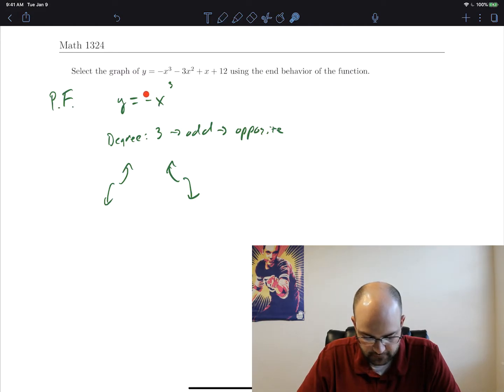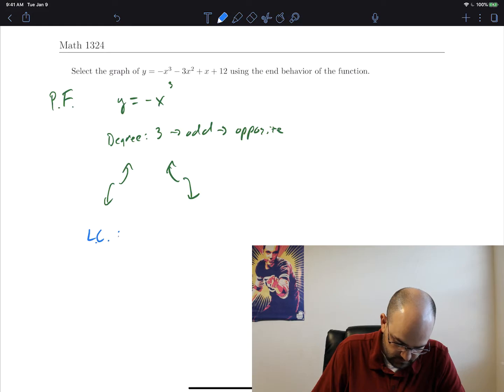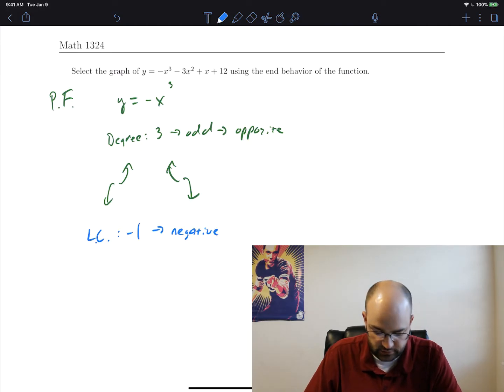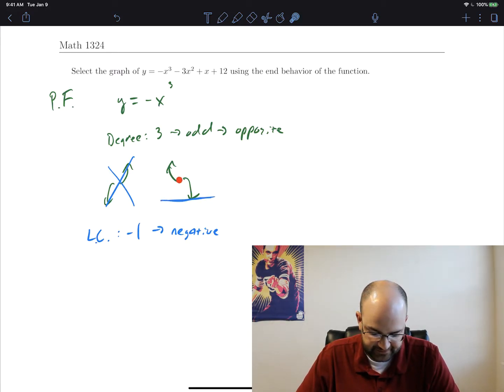Notice that the leading coefficient here is -1. Specifically, it's negative, and that's the important thing. So what that tells me is that it is the second of these two. That's telling me that as this function goes to the left, it's going up, and as it goes to the right, it's going down. And you can just pretty much choose the function that will look like that.